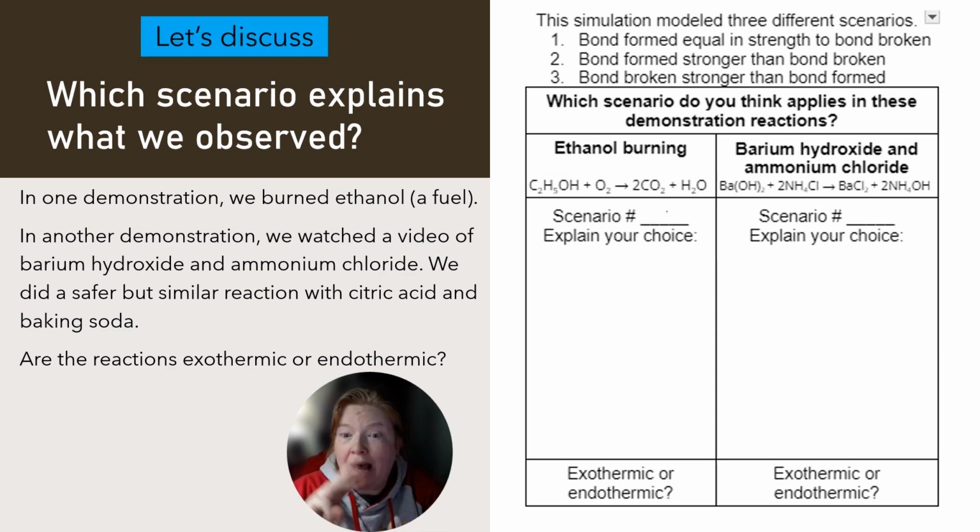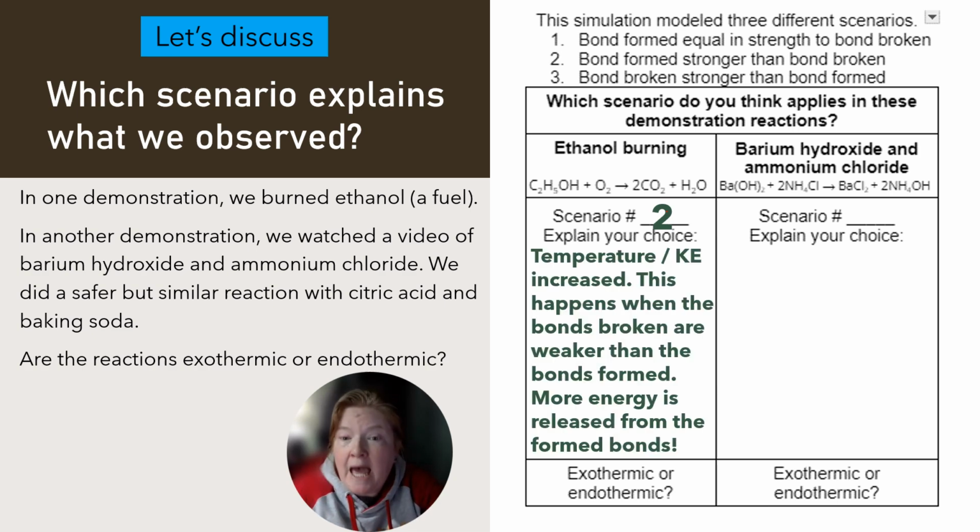Okay, so this simulation modeled three different scenarios. In one, the bonds formed were equal in strength to the bonds broken. In the second scenario, the bond formed was stronger than the bonds broken. And then in the third scenario, the bond broken was stronger than the bond formed. So which one do you think applies for ethanol burning? Well, scenario two, and why? Well, because the temperature or kinetic energy increased, it got warmer. This happens when the bonds broken are weaker than the bonds formed. Why? Because more energy is released when the bonds are formed, okay?